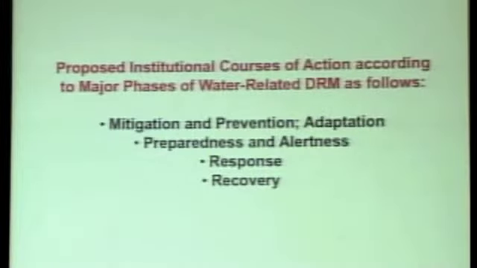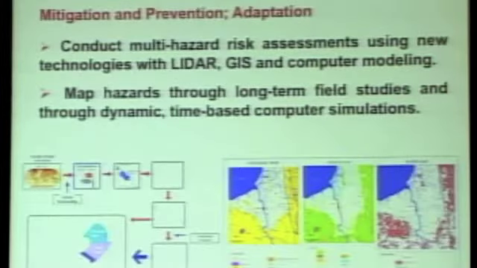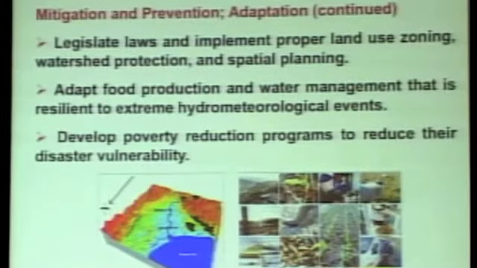Now, I'd like to come up with a list of what we call institutional courses of action. So let me go through this in relation to those major phases of disaster risk management. First is to conduct multi-hazard risk assessments using new technologies like LIDAR, light detection and ranging, for high-resolution topographic data, perhaps using GIS and computer modeling. We want also hazard mapping in flood-prone areas or debris flow areas through long-term field studies as well as dynamic time-based computer simulation. We wanted also to legislate laws and implement proper land use planning, watershed protection, and spatial planning.